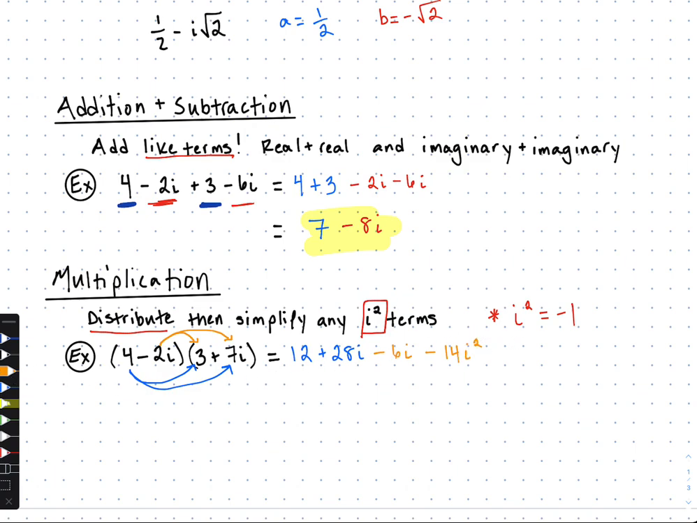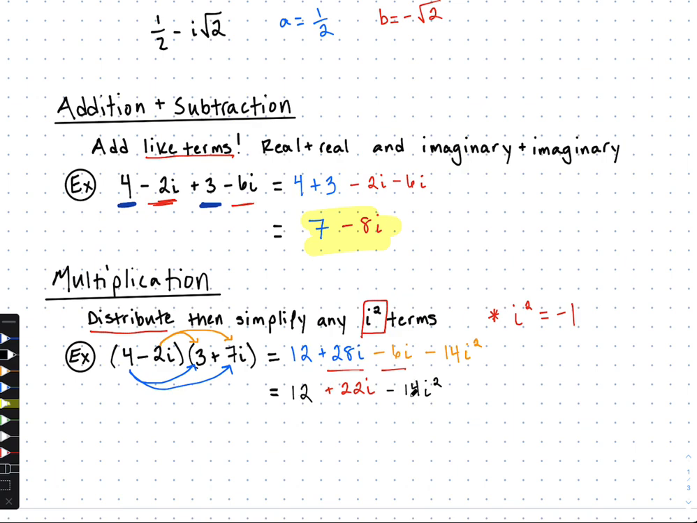Now, when I go through to simplify this, one thing I want to think about is that I will have real and imaginary numbers, so I have to make sure I'm just combining my like terms. So I'm going to start working through here. I've got 12, and then I've got 28I and negative 6I, and those will combine to give me plus 22I, and then I can bring down that negative 14I squared.